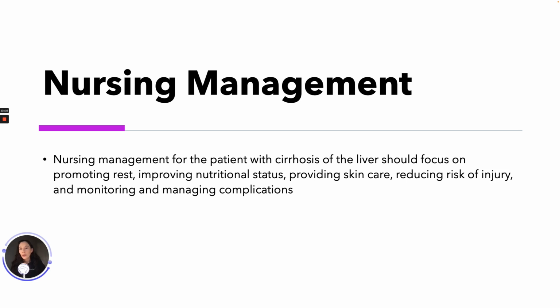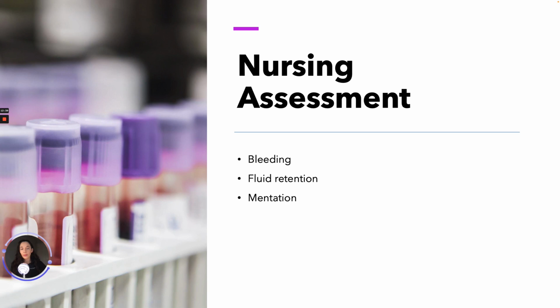So nursing management for patients with cirrhosis of the liver should focus on promoting rest, improving nutritional status, providing skin care, reducing risk of injury, and monitoring and managing complications. Our nursing assessment: we should monitor for bleeding. We should be checking the patient's skin, gums, stool, and if they're vomiting, check their vomit for blood. Fluid retention: assess the patient's weight and measure their abdominal girth at least once a day. And mental status: assess their level of consciousness and observe closely for changes.